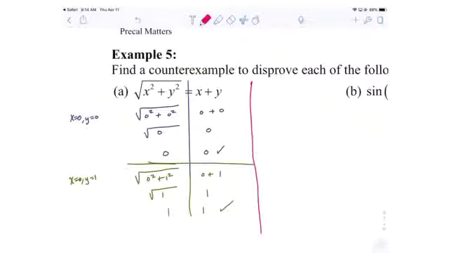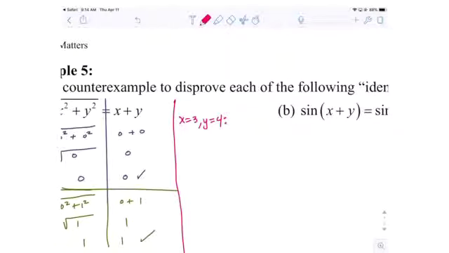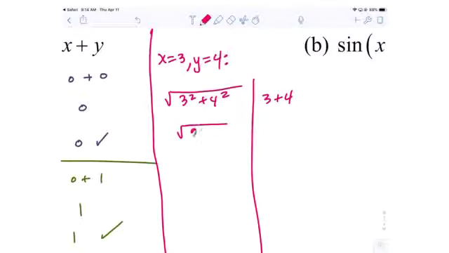Well, haven't we tried them all already? Yeah. Let's try two different ones. How about x equals 3 and y equals 4? Let's mix it up a little bit here. On the left side, we're going to get the square root of 3 squared plus 4 squared, and on this side, we're going to get 3 plus 4. So over here, we're going to get the square root of 9 plus 16. That's the square root of 25, which is 5. And on the right side, we get 4 plus 3, which is also 5.